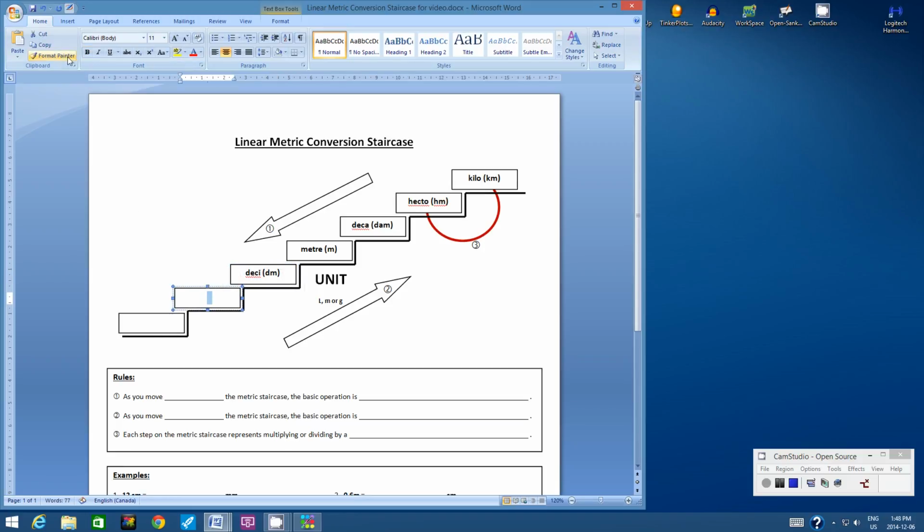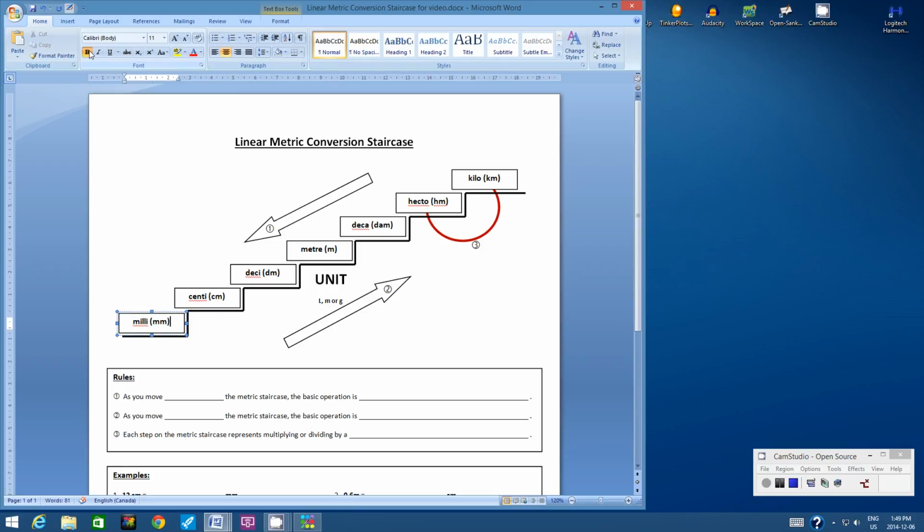The next step down is centi, cm, centimeter, a unit that we've been using all of our lives. And then the last one in this metric staircase is milli, M-I-L-L-I, symbol mm, millimeters. Okay, so the first step for linear metric conversions is you have to memorize the metric staircase. You have to know what the biggest unit is, what the smallest unit is, and every unit in between.